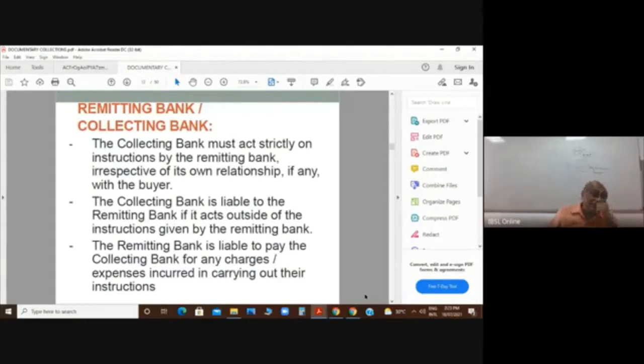Then the remitting bank and the collecting bank. Normally the collecting bank is the correspondent bank of the remitting bank, so they have to have their correspondent bank relationship. The collecting bank must act strictly on the instructions of the remitting bank, irrespective of its own relationship, if any, with the buyer.